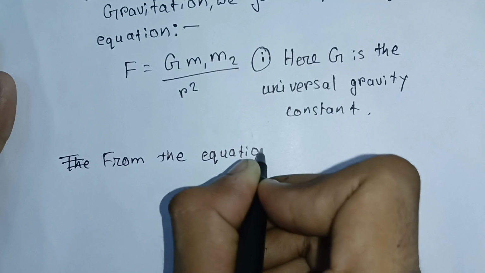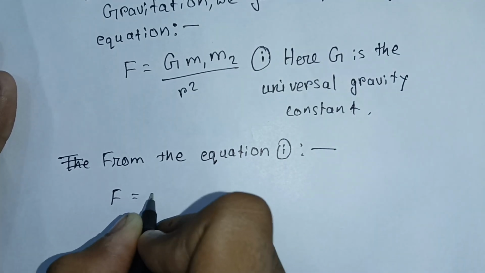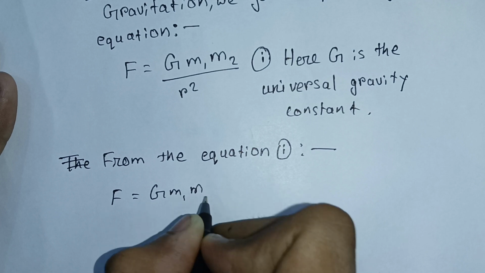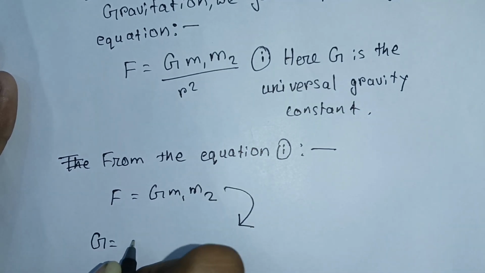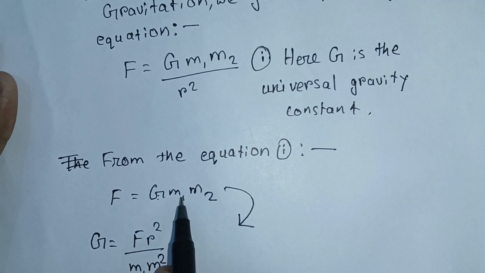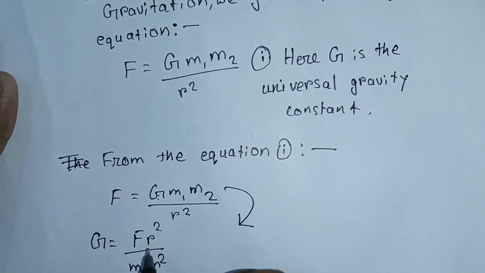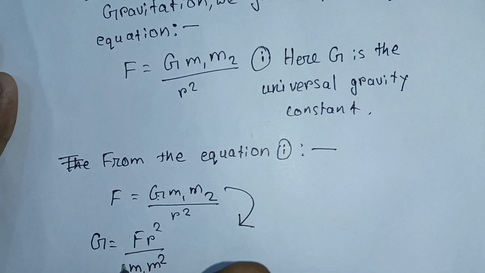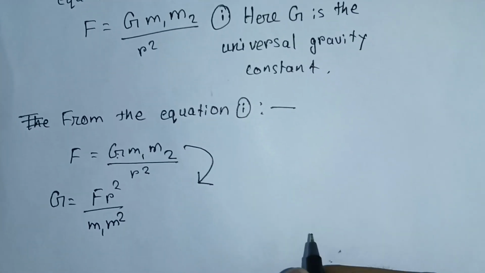So from this equation we can derive another equation. Let's see. F equals G m1 into m2 by r square. From there we can derive G equals F into r square by m1 into m2. Okay, very simple derivation.